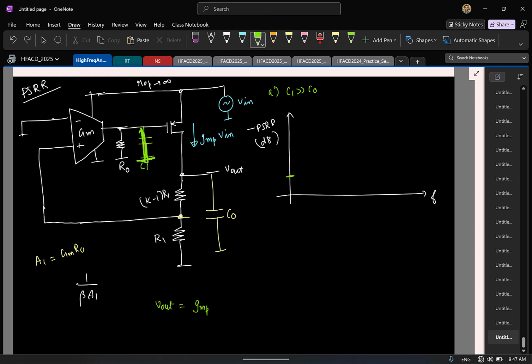GM times K times R1. That will be, and this will be a small number or a large number? It's going to be really large. GM times a resistor, and this resistor, remember, will typically be very large, so that you want to reduce the current in the branch. So it's going to be really large. So once again, from a small value it goes to a large value.